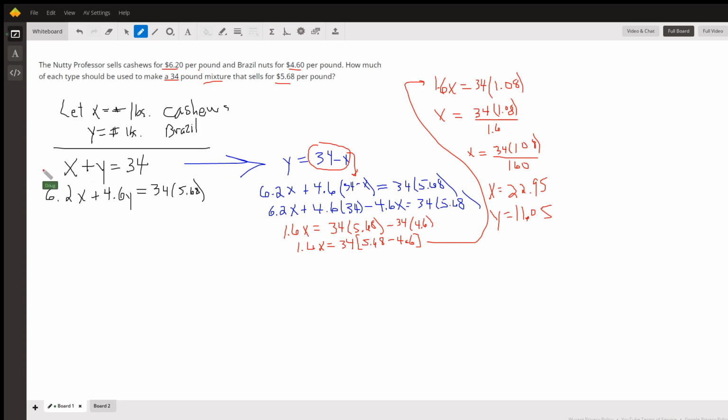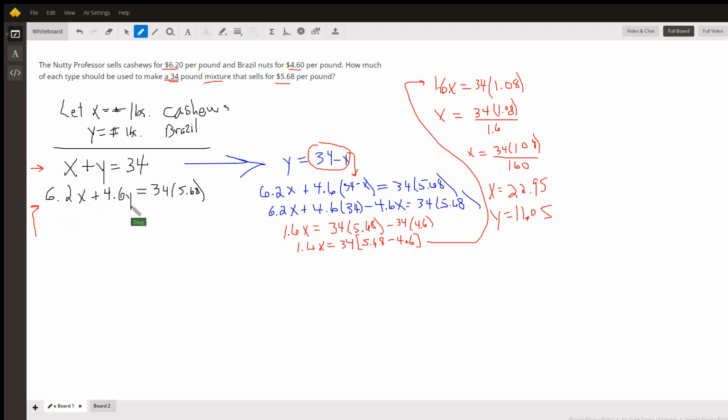This must be true because we want the number of pounds in the mixture to be 34. X plus Y is 34. Then as far as money goes, if we take 6.2 times X, the number of pounds of cashews, we'll have the amount of money that the cashews are worth. So for example, if X was 2 pounds, this would be $12.4.